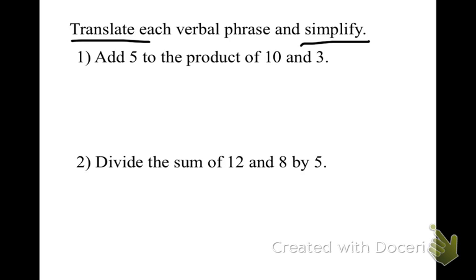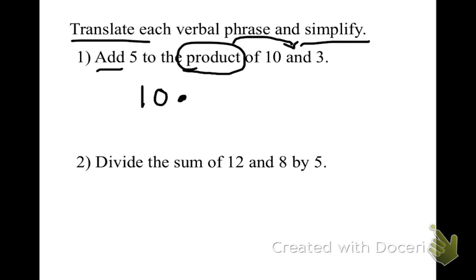So I'm going to add 5 to the product of 10 and 3. There are 4 important words. If you see product, quotient, sum, or difference, you're going to have to put those into a parenthesis. So as we read this, we see add 5 to the product. So I've got 2 operations, adding and the product. So I'm going to send that product over to the closest end.